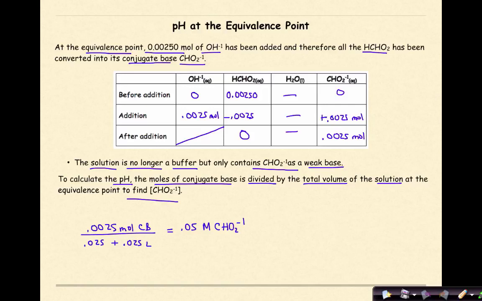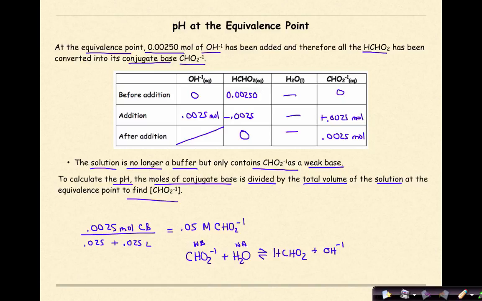Because remember, now we have this situation going on. So we have CHO2 minus 1, and it is in water. It's our conjugate base. So now we have a weak base. So this is our weak base. Now the water, that's also there, of course, is our weak acid. And as a result, we will produce a little bit of our conjugate acid, a little bit, so HCHO2, and also some hydroxide, OH minus 1.